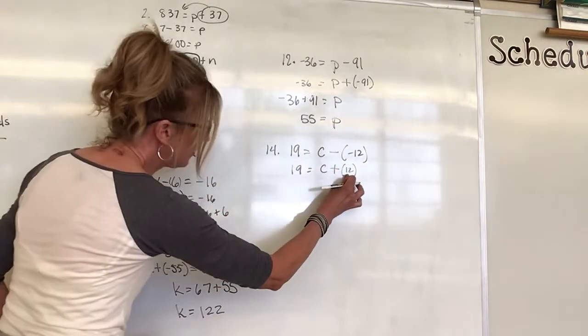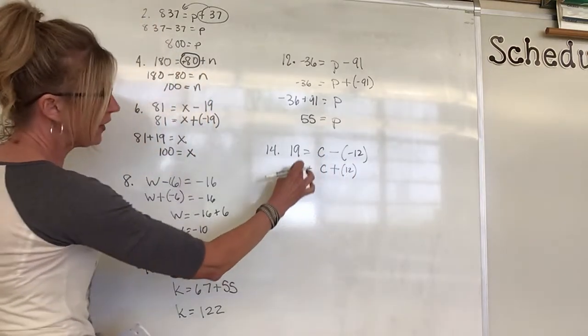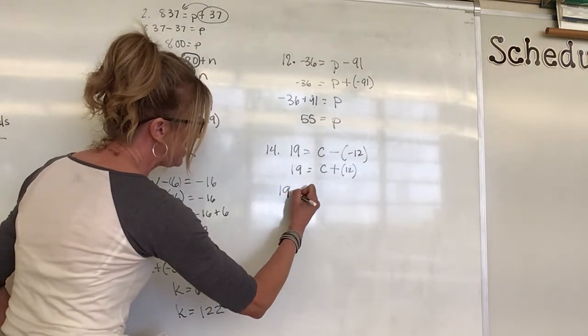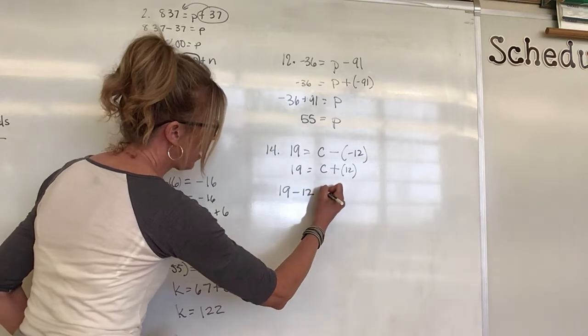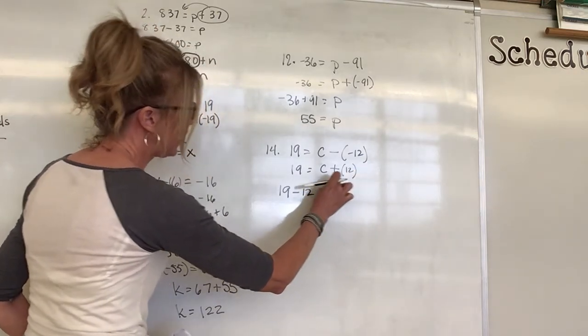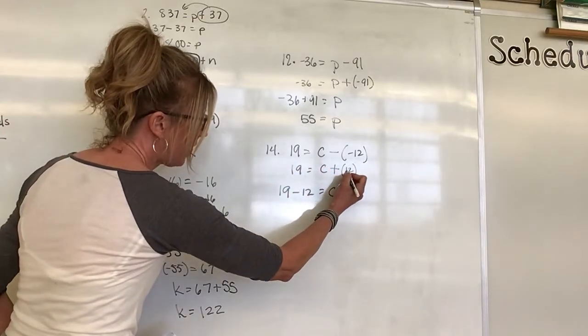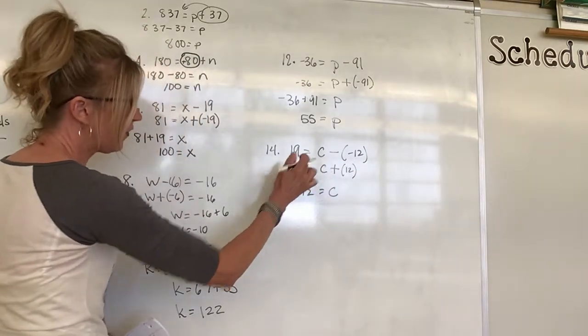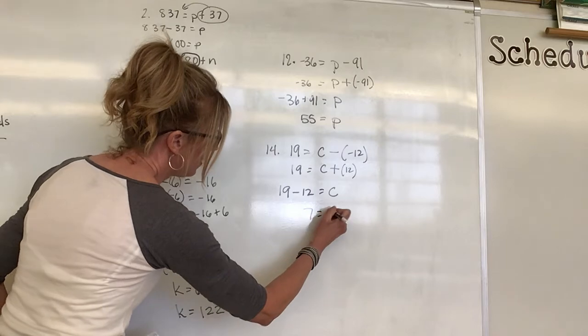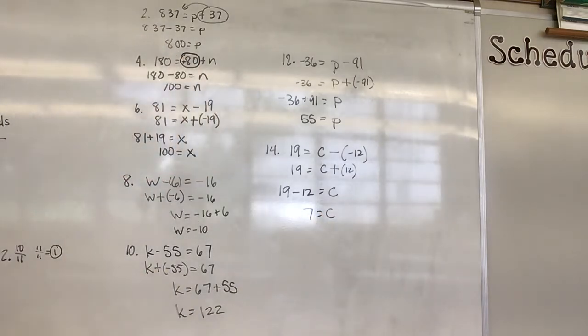Well, since this is a positive 12, I've got to bring it over to the other side. That's going to be 19 minus 12 equals C. I've got to bring this over to that side, do the opposite. It's a positive, so it's a negative when I bring it over. That is 7, so C equals 7.